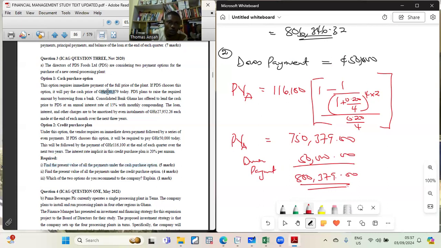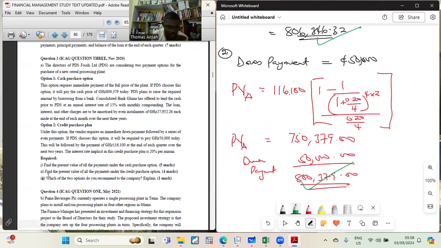The question asked us to find the present value of the cash payment. So that is this under option 1, the present value of the cash payment. And then find the present value under the credit option of all the payments. Be careful, read the question, all payments. This one wasn't the payment; this is the money they want to borrow. This is the payments. So that is what we did.